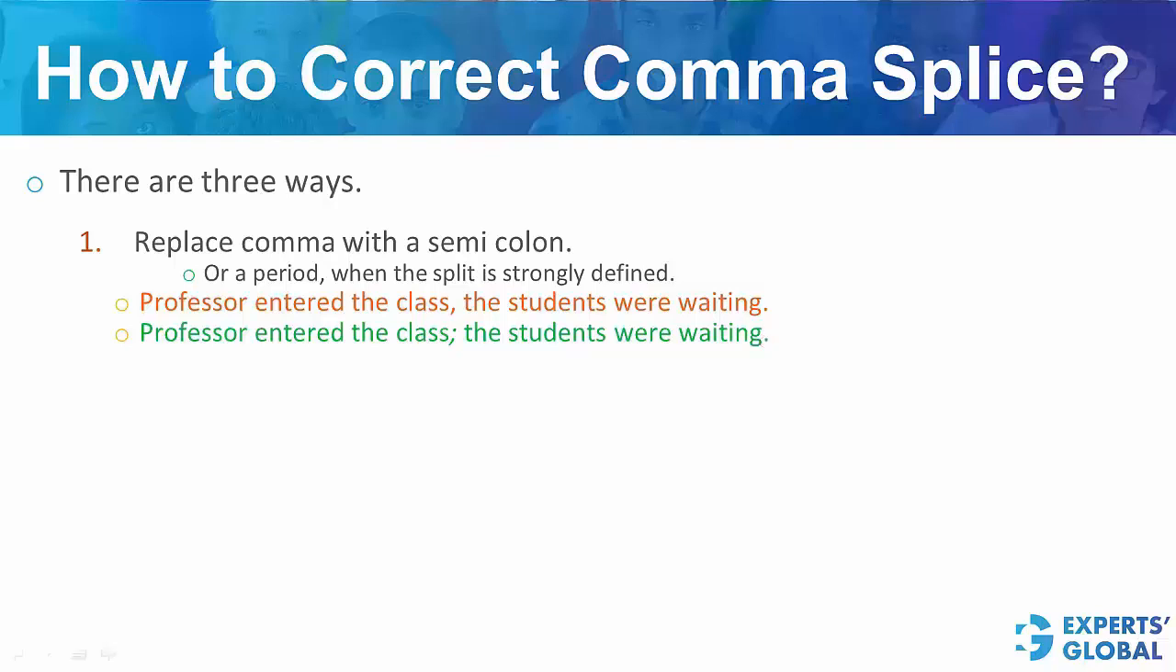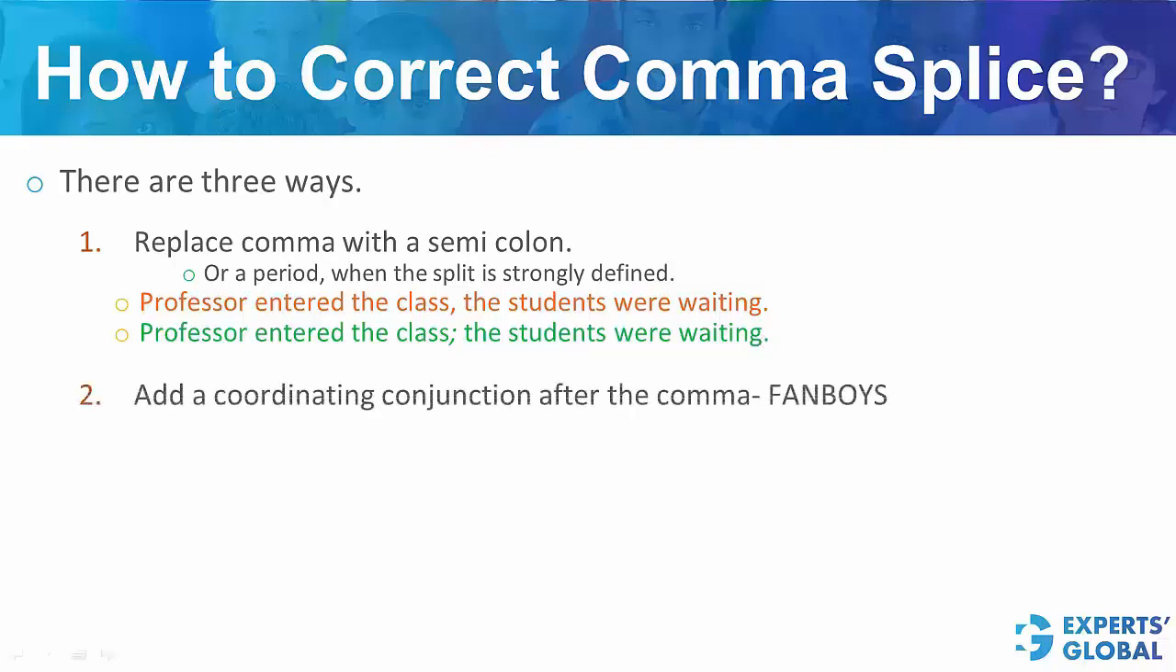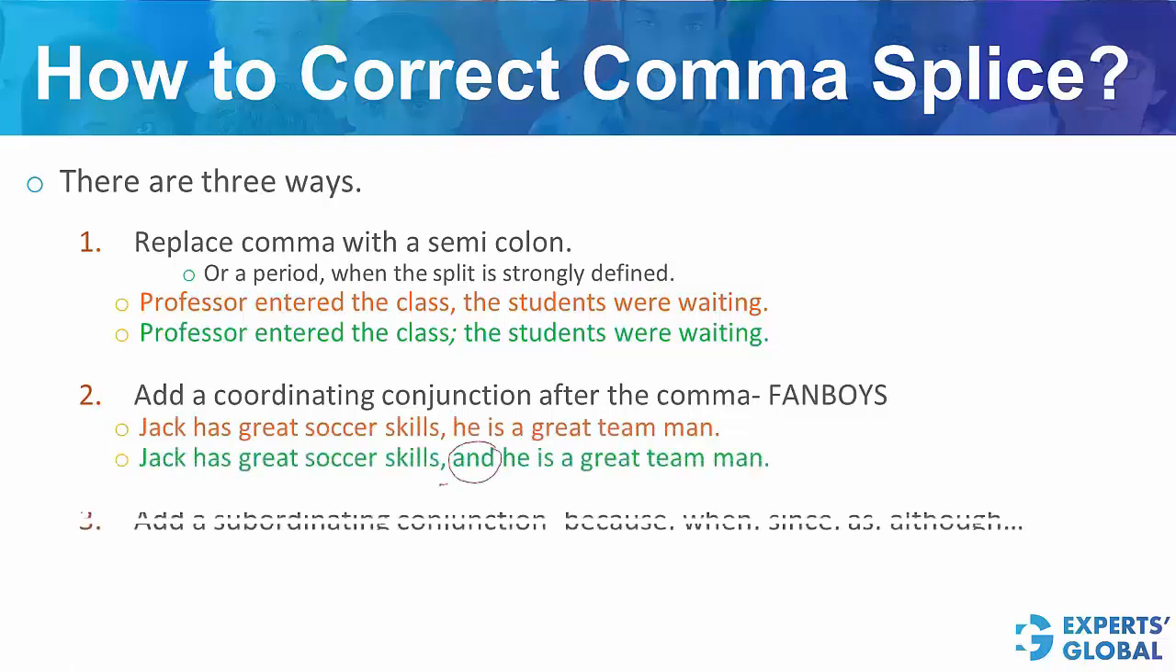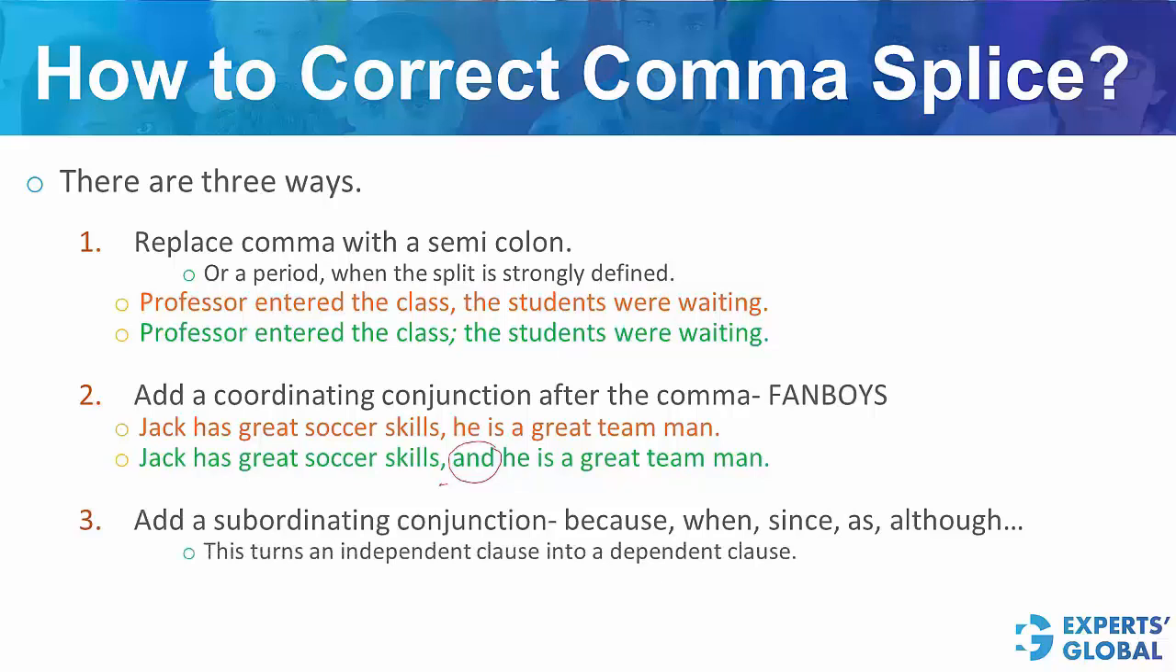The next way of correcting the error is to add a coordinating conjunction after the comma, the FANBOYS conjunctions: for, and, nor, but, or, yet, so. Look at this example. To correct this, one way can also be to add this coordinating conjunction to the comma here.